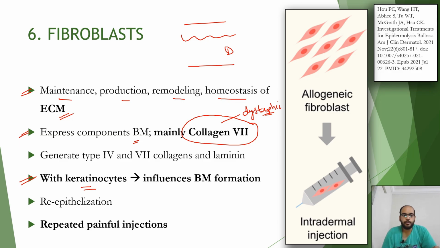It has been found that fibroblast injections can actually help in re-epithelialization of chronic erosions. So what actually happens is that you take fibroblasts either from the patient or another human donor, and then you culture them after correcting the genetic mutation, make a graft, and inject them around the erosions so that it can help in remodeling of the extracellular matrix and the basement membrane formation so the ulcer heals properly. The only problem is that the injections required are repeated and the injections are painful. So we have to keep that in mind.